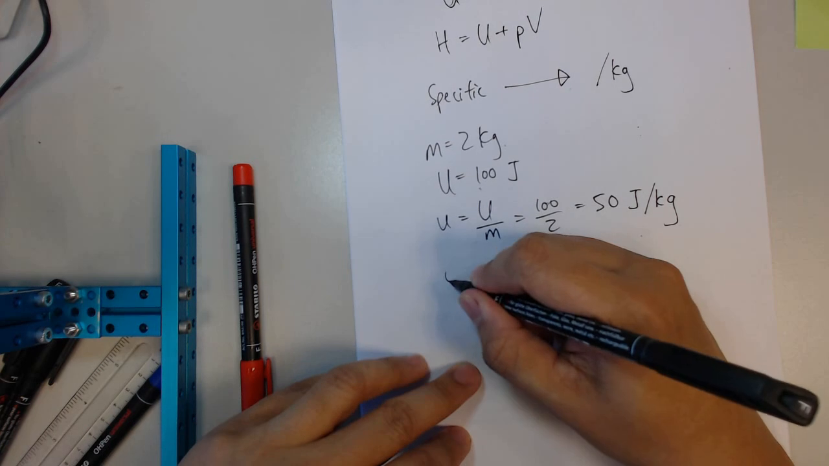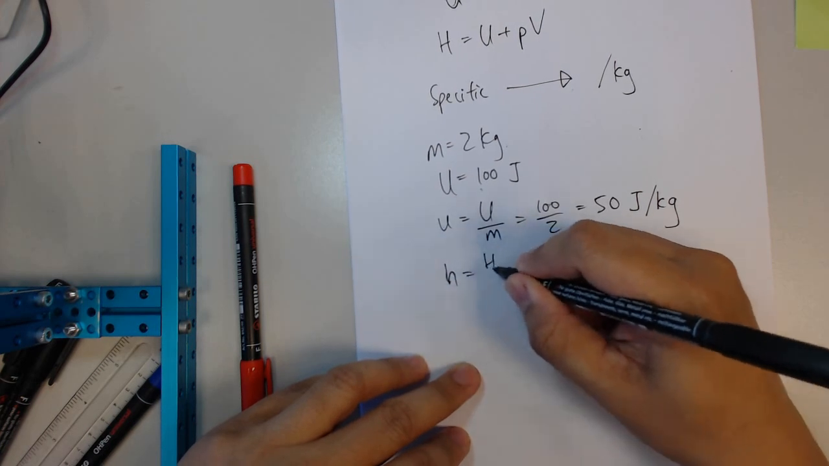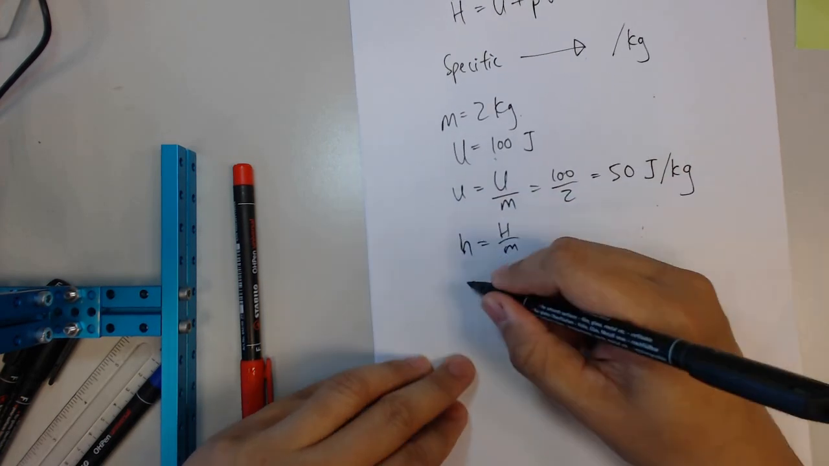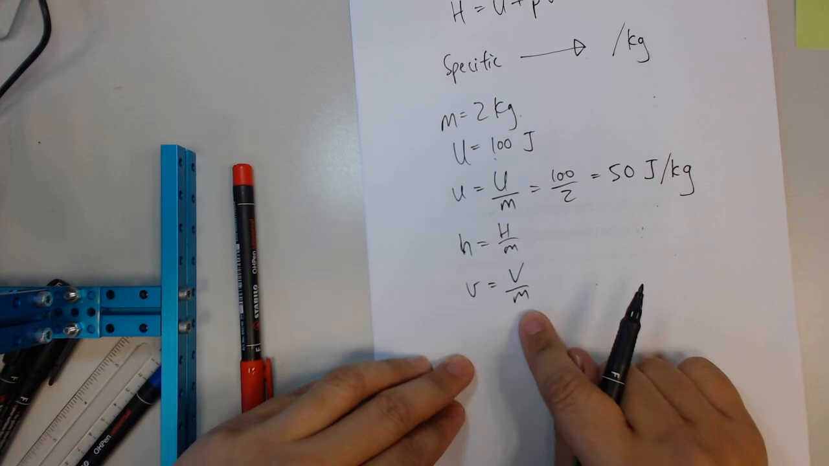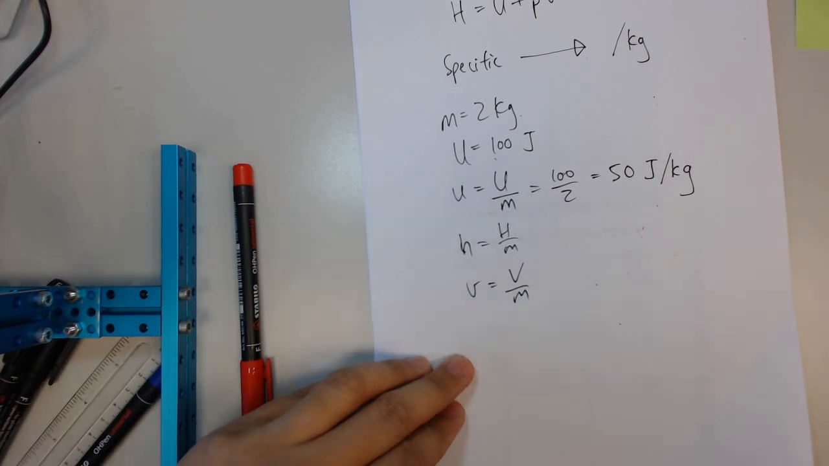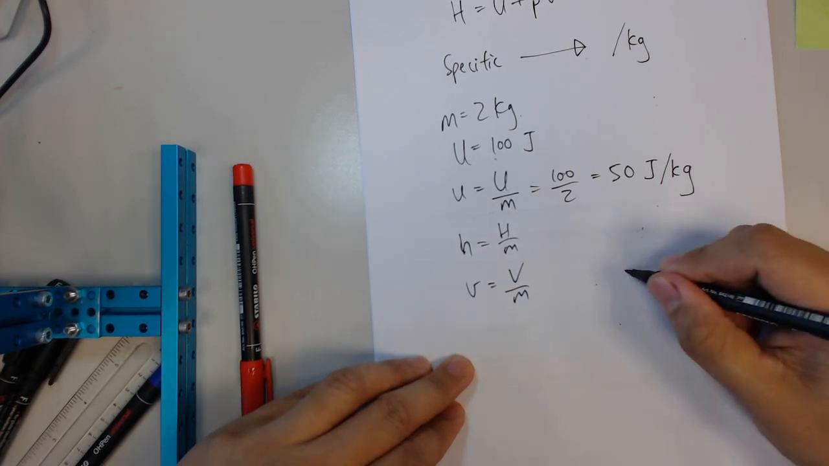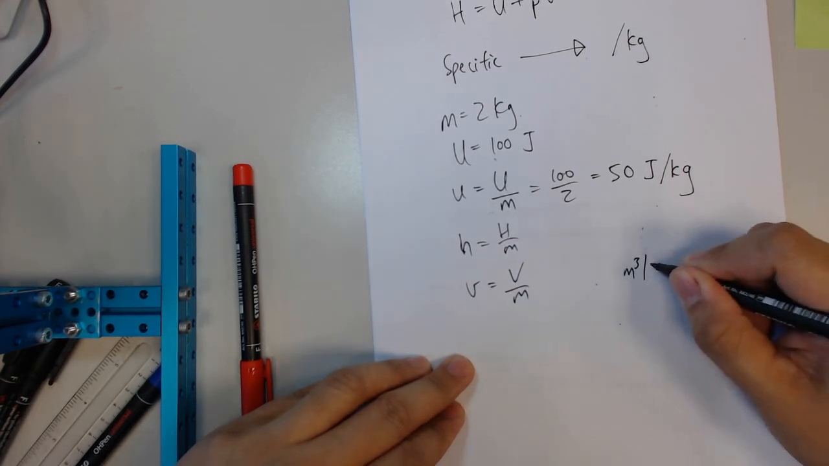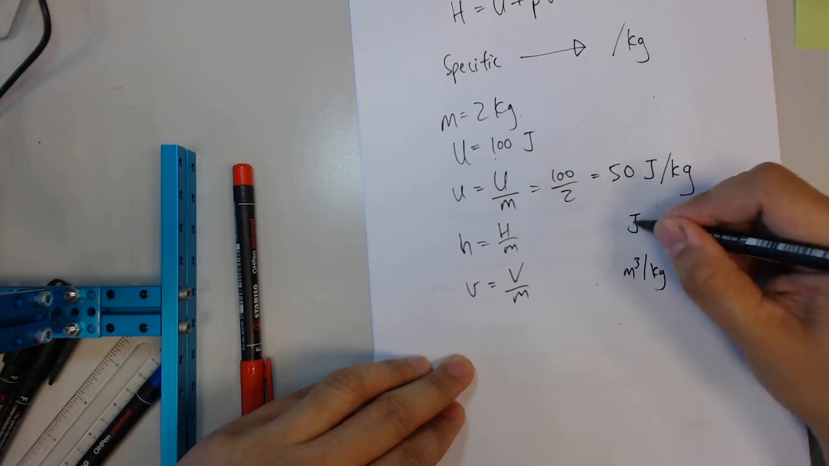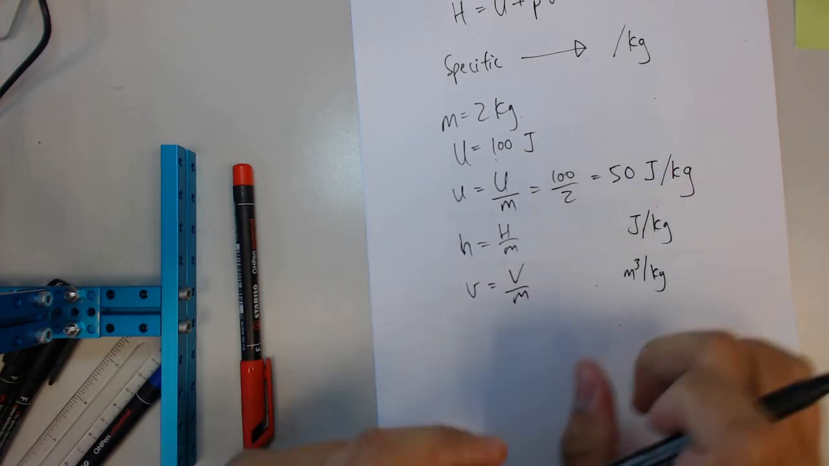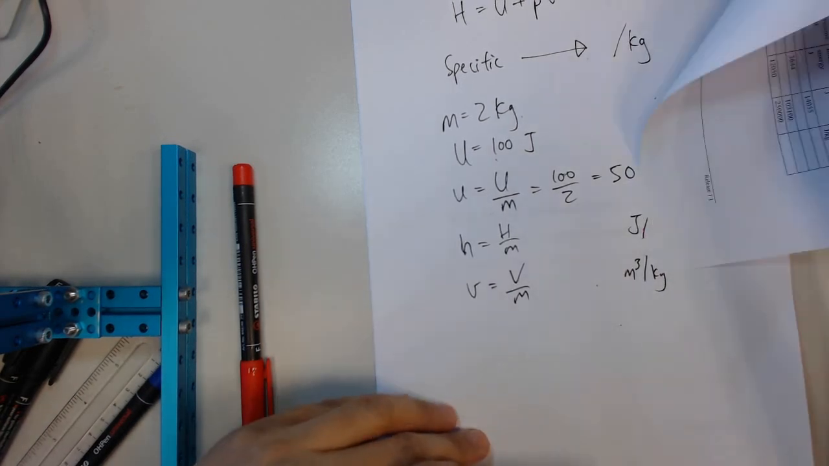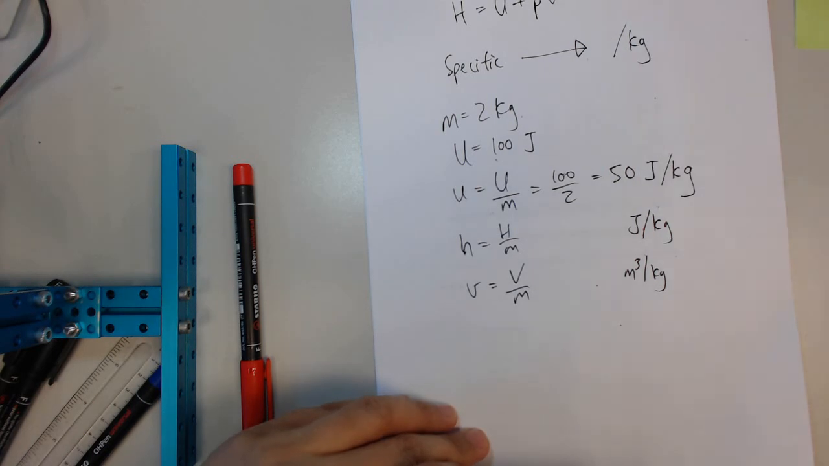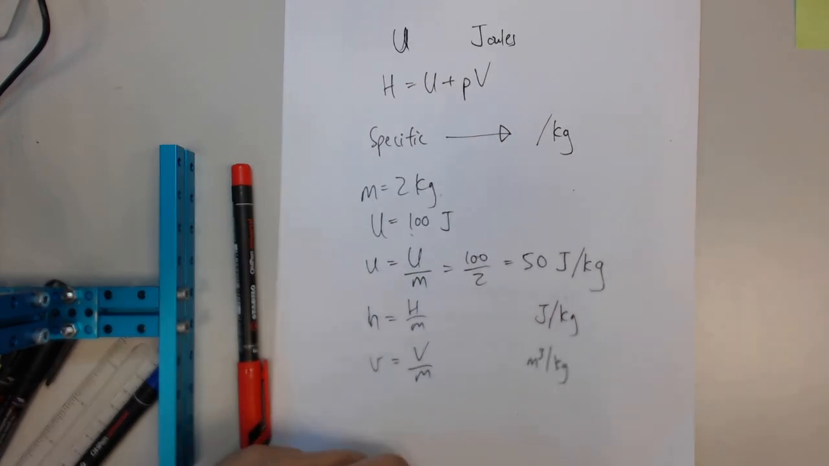Same applies to enthalpy. In fact, the same applies to specific volume, which you have been taught before. So this will be what? Meter cubed per kilogram, and this will also be joules per kilogram. We're going to talk more about the conservation of energy, but for now this will be the summary for chapter 2.